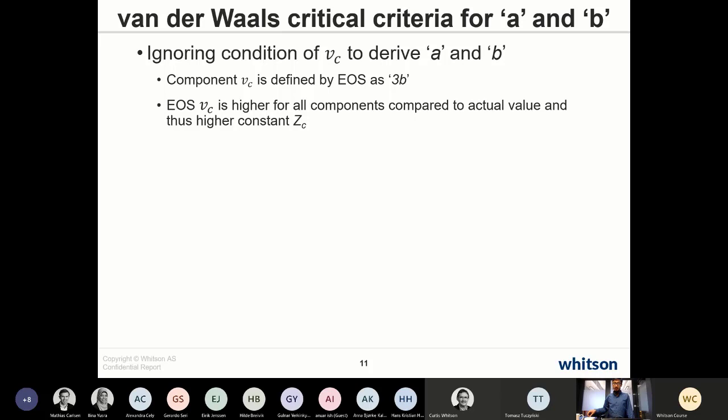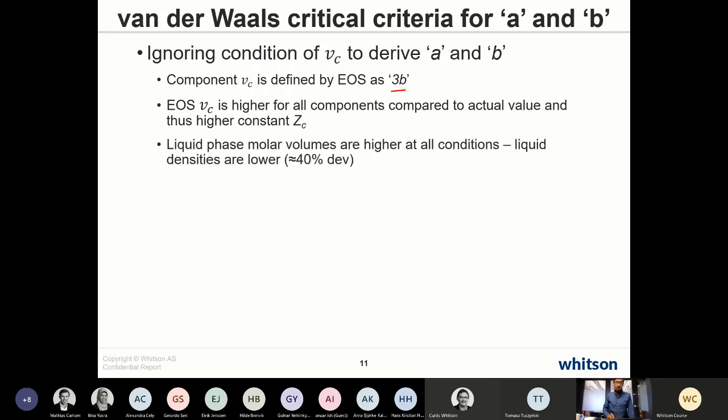So ignoring the critical volume term to derive the value of A and B, the component VC is now defined by 3 times B, and the ZC, the critical Z factor of all the components, has become constant. And this has led to high deviation compared to the lab data if you start calculating the densities or molar volumes, the liquid phase molar volumes at all conditions, and the liquid densities were predicted very low.